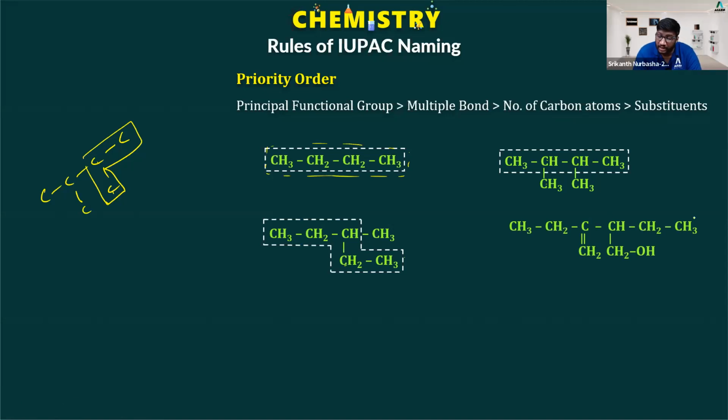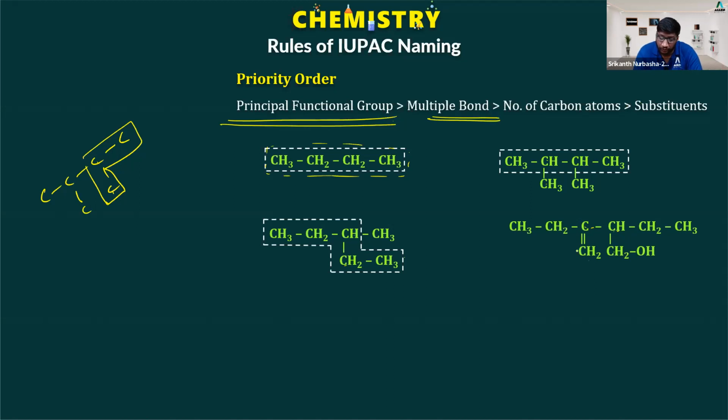Next one, 1, 2, 3. Select here the parent carbon chain. I have 1, 2, 3, 4, 5, 6. Can I select 6 carbon atoms in the long chain? No, sir. Functional group is there as well as double bond is there. So first the functional group has to be given the priority, then multiple bonds. So we have to select a chain which includes the functional group as well as the multiple bonds, even though it contains less number of carbon atoms, because the order is principal functional group greater priority, then multiple bonds, then the number of carbon atoms.